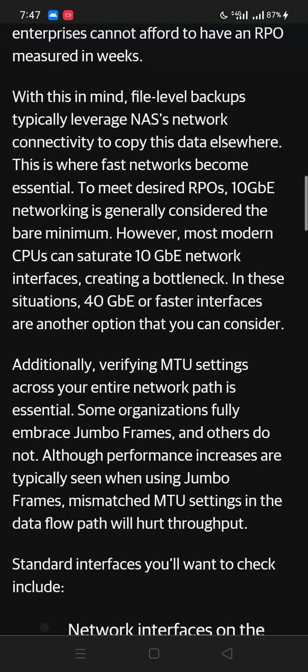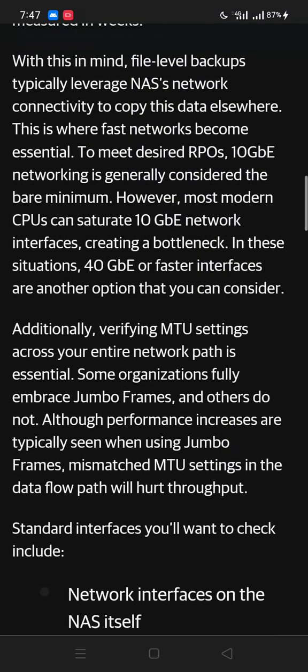Additionally, verifying MTU settings across your entire network path is essential. Some organizations fully embrace jumbo frames and others do not. Although performance increases are typically seen when using jumbo frames, mismatched MTUs in the data flow path will hurt throughput.